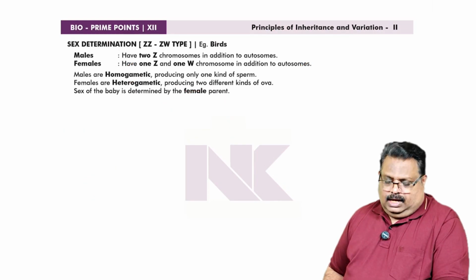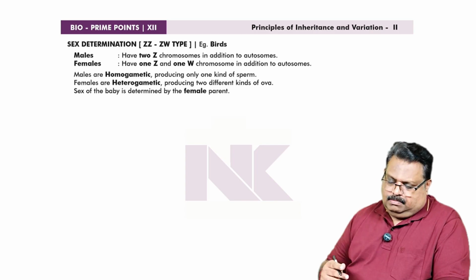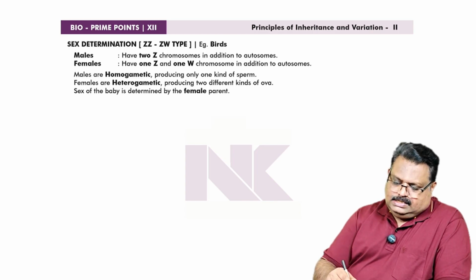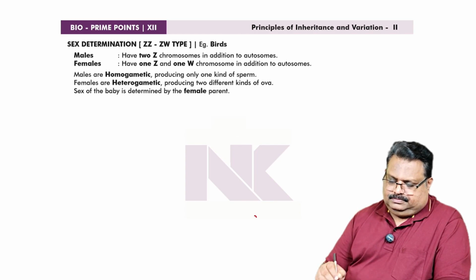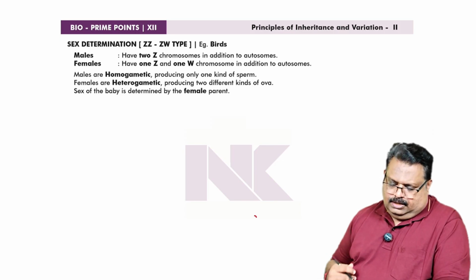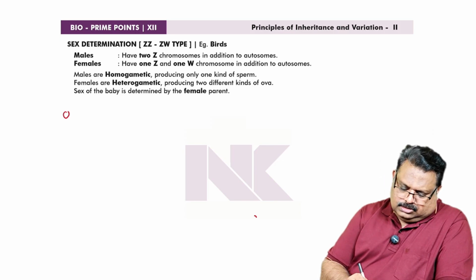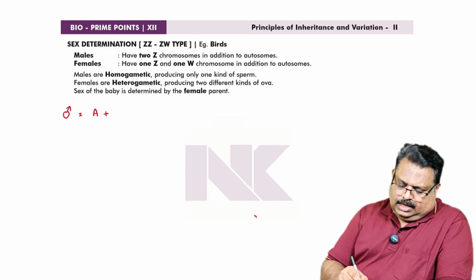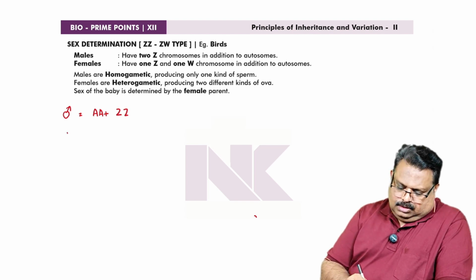Now the next point, another type of sex determination is present in birds. That means ZW type. This one is different from the previous ones. Here, male birds, in addition to autosomal pairs, have 2 Z chromosomes. But in females, in addition to the autosomal pairs, 1 Z chromosome and 1 W chromosome.